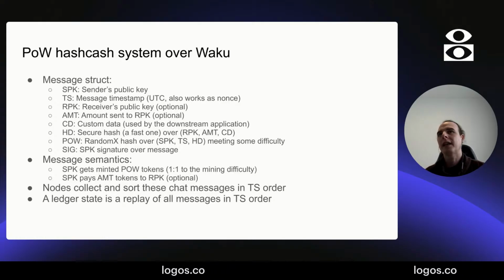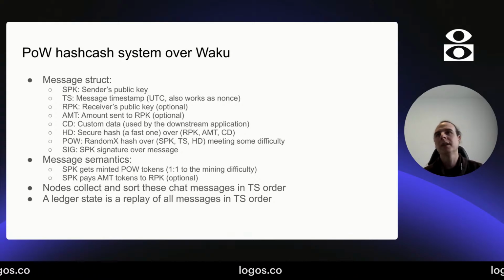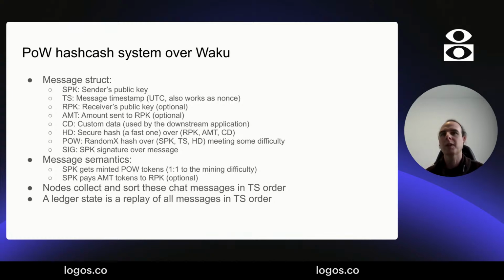So I designed a proof of work Hashcash system that could run over any decentralized chat medium, over Waku for example. I created this message struct to describe the single message that the system would have. I won't get into the details, but basically you have some public key that is attached to the proof of work hash, right? If the proof of work hash has a difficulty target of, let's say, 200 work units, you would get granted 200 tokens in the system. And if it has 400 difficulty, it would be 400 tokens, right?